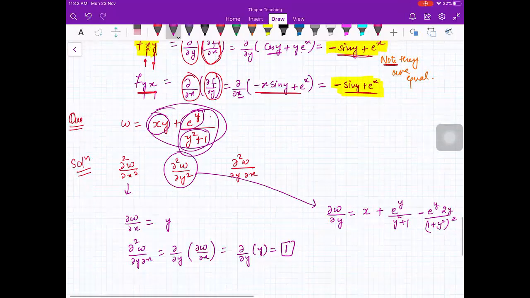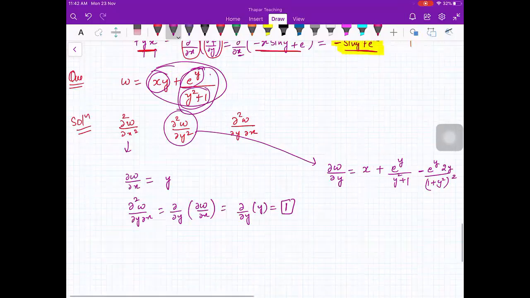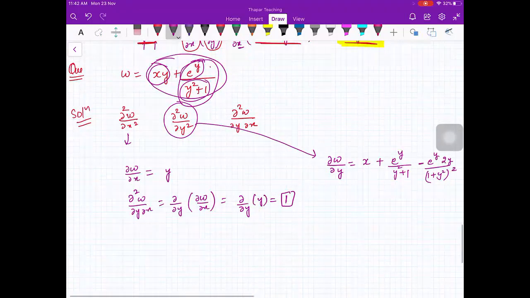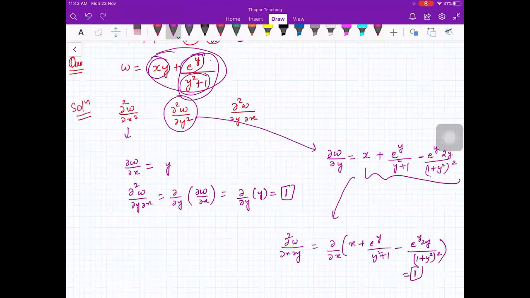Yes, ma'am. Now you can do it with respect to x. We have to compute ∂²w/∂x∂y, right? So that will be ∂/∂x of this quantity: x e raised to the power y upon y squared plus 1 minus e raised to the power y times 2y upon (1 plus y squared) whole squared, that is 1. Now here also they are equal. Can you see? Fine. Is that okay? Yes, ma'am.